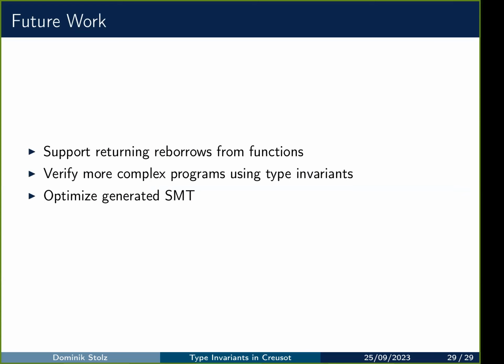We want to verify more complex programs using type invariants to better test our design and approach, and also optimize the generated SMT, especially regarding quantifiers. Adding these invariant implications after universal quantifiers means that there are sometimes problems with triggers for the quantifiers, and we're still looking into ways of how we could improve the generated SMT. All right, that's it from my side.